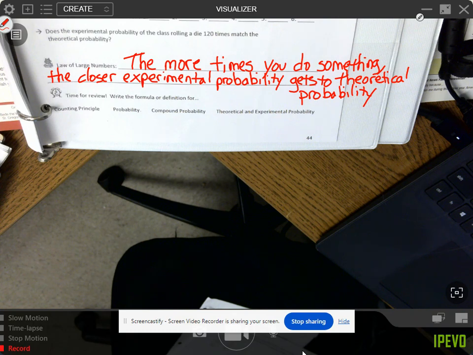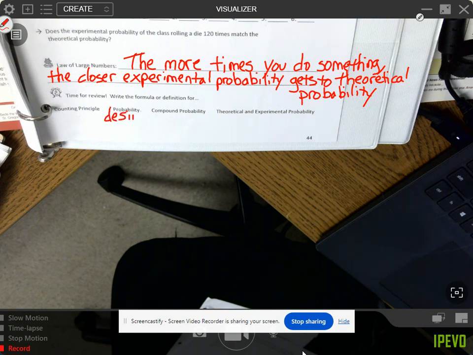Probability. Who can tell me what probability is? Oh, the likelihood. So remember, with probability, we need to know what's on top and what's on bottom. So what's the formula for probability? What do we put on top for probability? What do we put on bottom? Zelda. You put what you want to happen, and on the bottom you put what could happen.